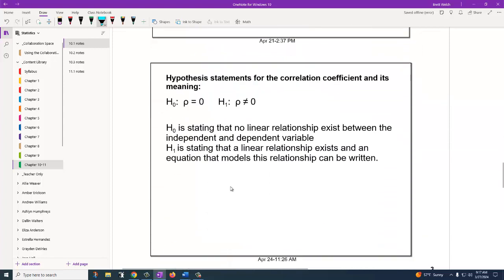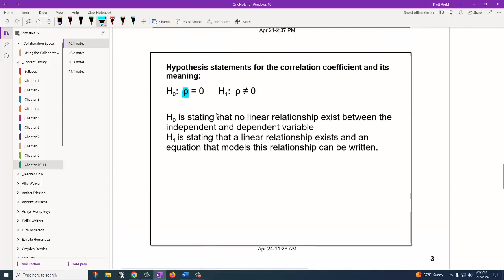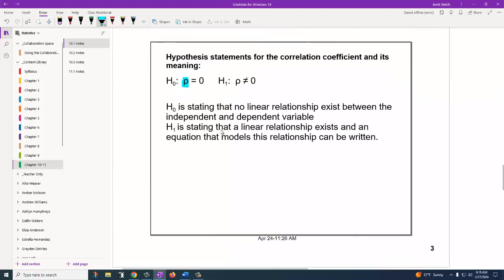All right, let's keep rolling. Our hypothesis statements will always be the same. Remember, this is the Greek letter rho, the population correlation coefficient. Our null hypothesis is always that there is no linear relationship, so the population correlation coefficient equals 0. The alternate is that it doesn't equal 0. If it doesn't equal 0, it means that there is a linear relationship and an equation that can model the relationship. And so, that's a summary that we'll put at the end of it. It's based on whether we reject H naught or not.